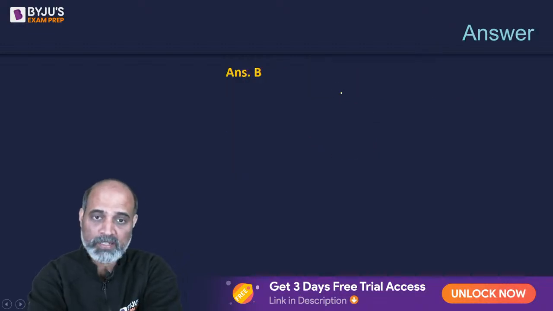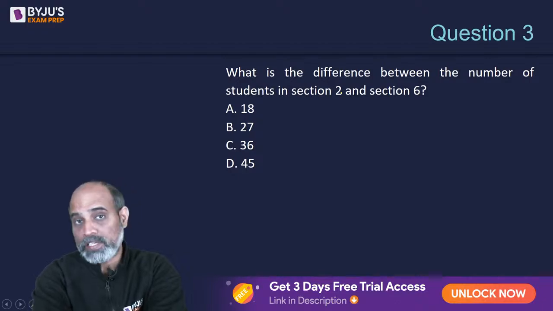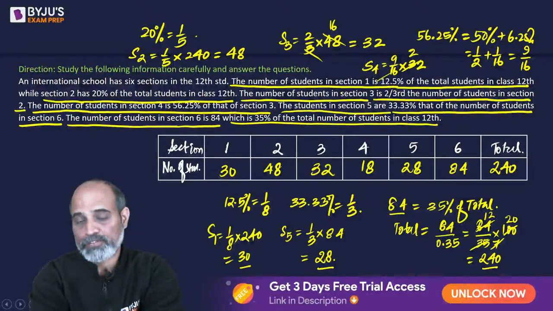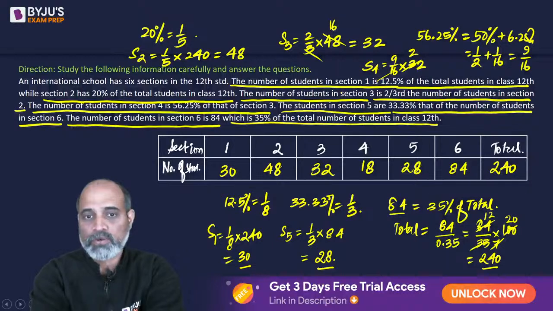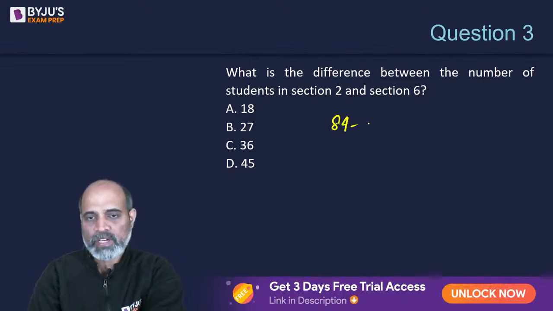Again option B. What is the difference between the number of students in section 2 and section 6? So in section 2 we have 48 and in section 6 we have 84. So the difference is going to be 36, right? 84 minus 48 is 36.